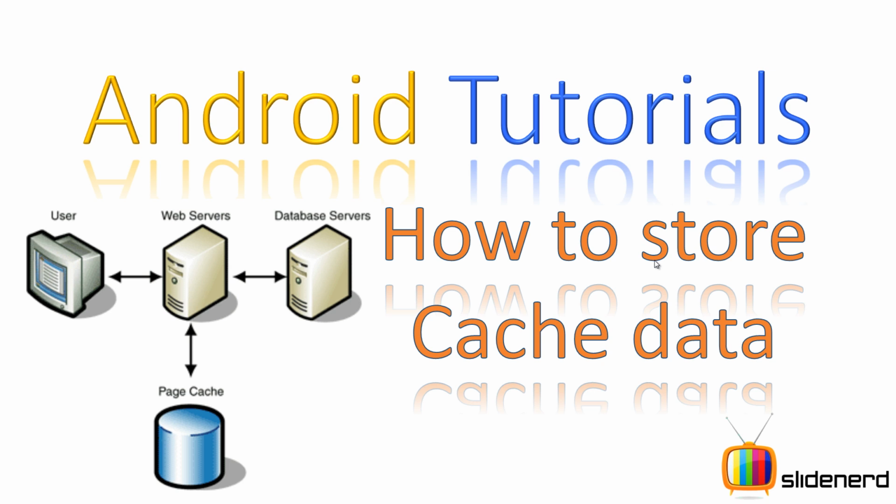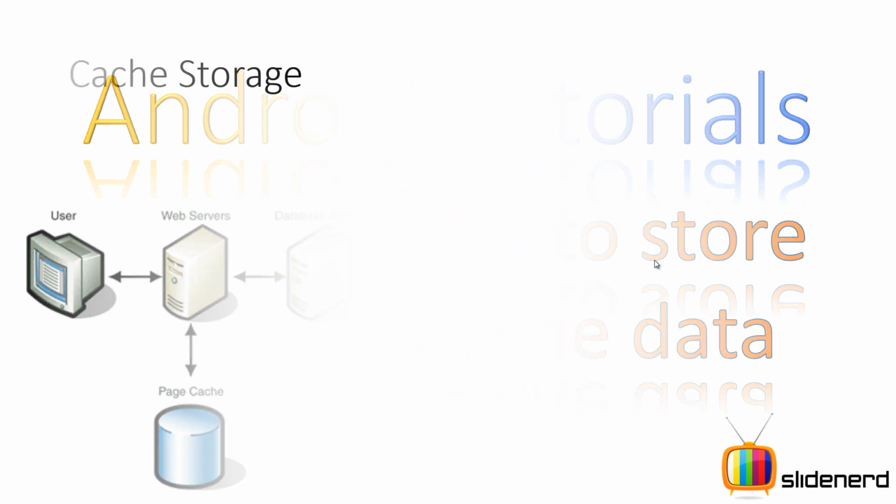Now it can be internal storage or external storage, which means you get to control where your cache files are going. But remember one thing, the cache data may be deleted automatically by the system if it falls short of memory. So now let's see how cache works.